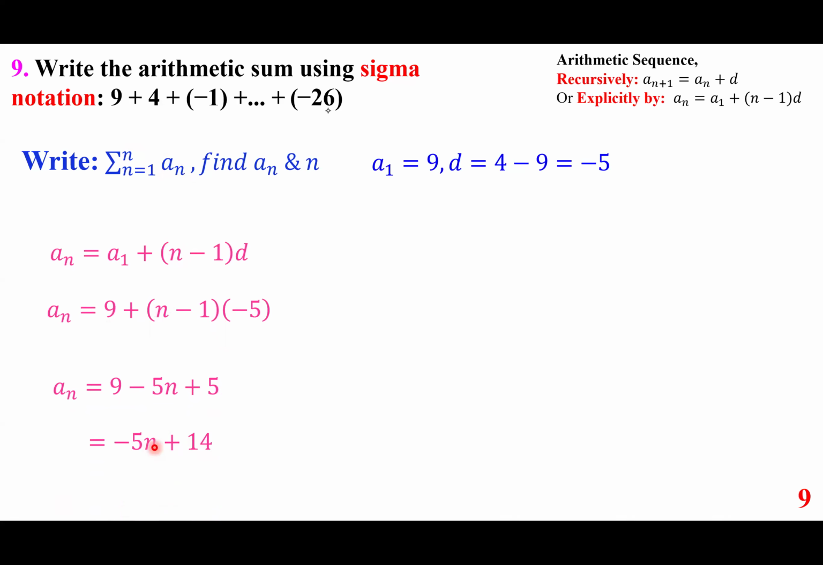So how far do we go? Well, the last number is negative 26. That would be the nth term of this sum. So a sub n equals negative 26 on the one hand, and on the other hand, equals this general solution. That equation will help us find the value of n.